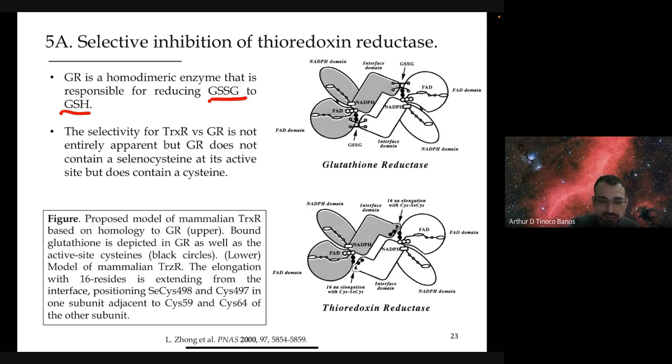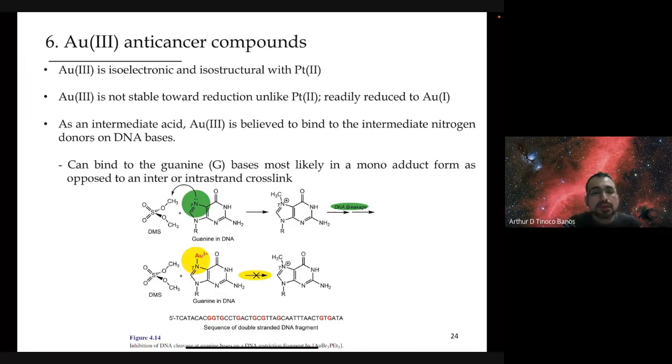So perhaps that difference may be enough for the gold of this particular compound, the carbene compound, to be able to react with one site versus the other. Again, that's not entirely clear, but that's just the illustration here to give you a perspective of these two enzymes, and that what was observed was that the thioredoxin reductase system was what was actually impacted by the presence of that gold center.